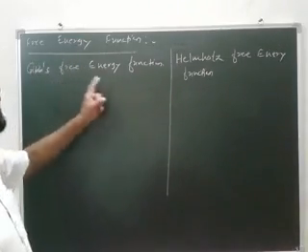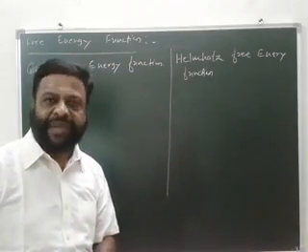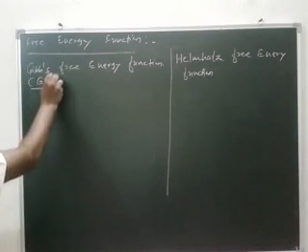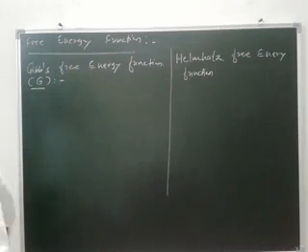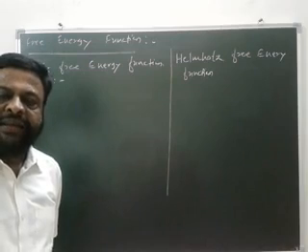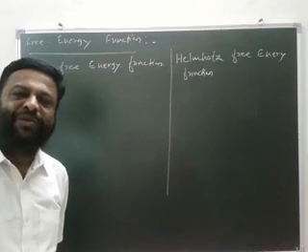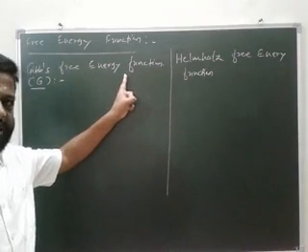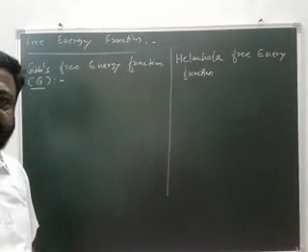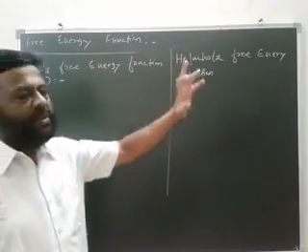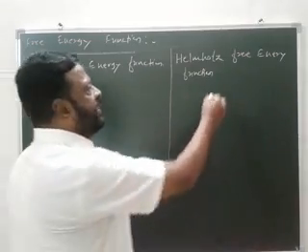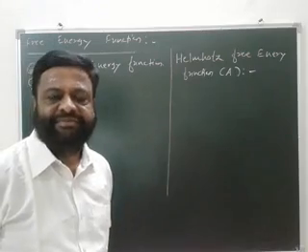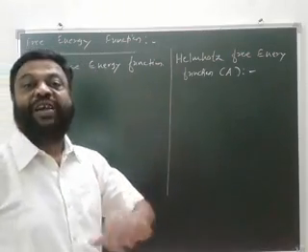The first one is the Gibbs free energy function. This Gibbs free energy function was given by the scientist Gibbs, and that's why it is known as the Gibbs free energy function. It is denoted by the letter G. It is also known as Gibbs potential, or thermodynamic potential. The second is the Helmholtz free energy function, denoted by the letter capital A. It is also known as the work function.